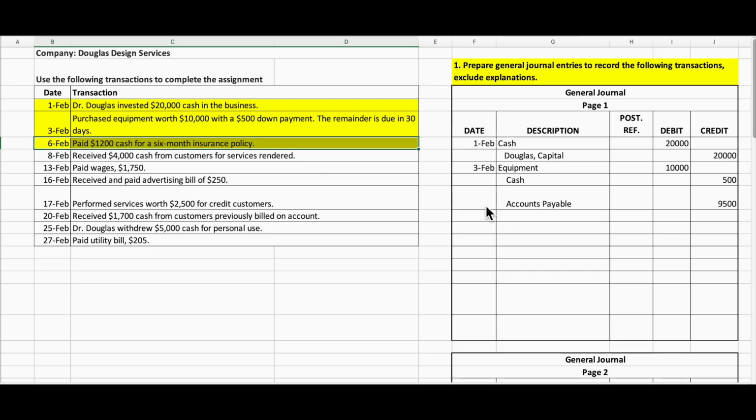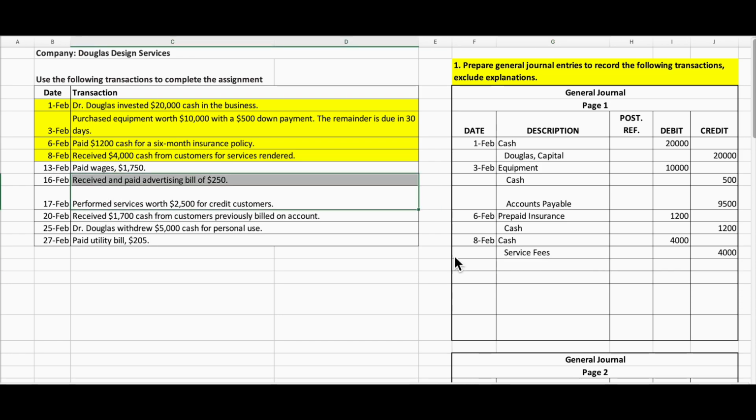On February 6th, we paid $1,200 for a 6-month insurance policy. So we purchased prepaid insurance in the amount of $1,200, and we paid cash for that purchase. So on February 8th, we received $4,000 cash from customers for services rendered. So we received cash in the amount of $4,000, and that was for service fees we charged to our customers. So for the purposes of this exercise, the service fees are revenue.